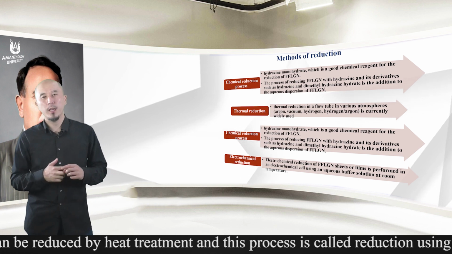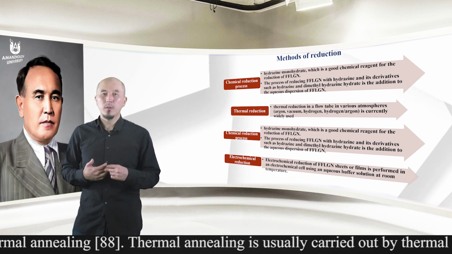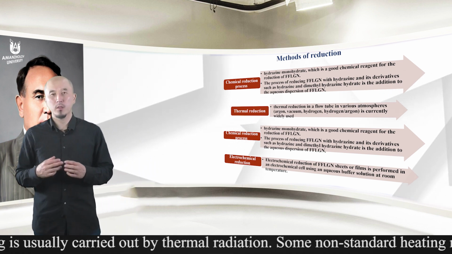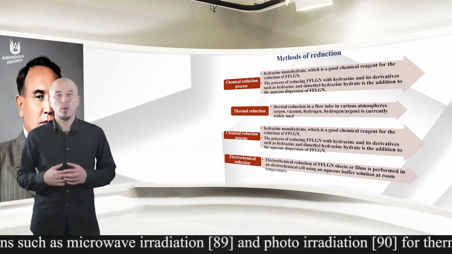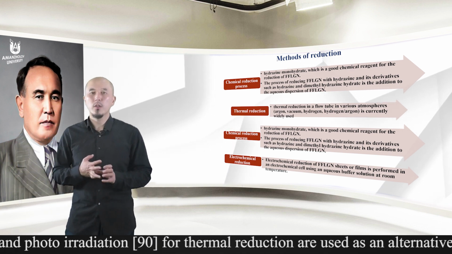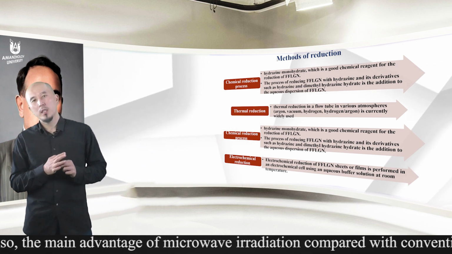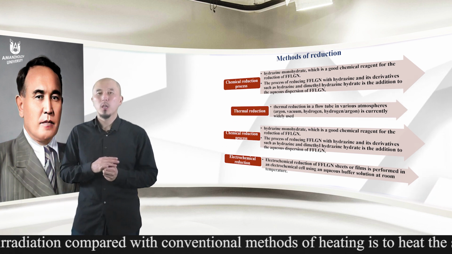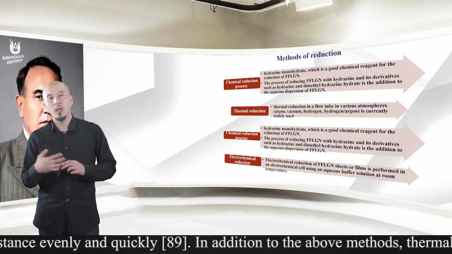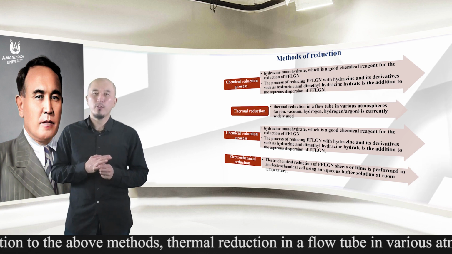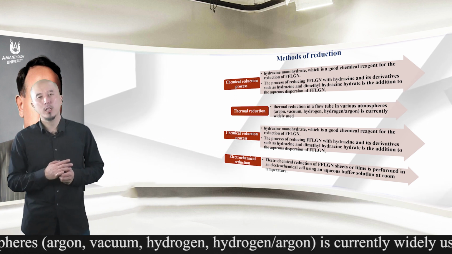FFLGN can be reduced by heat treatment, and this process is called reduction using thermal annealing. Thermal annealing is usually carried out by thermal radiation. Some non-standard heating means, such as microwave irradiation and photoradiation, are used as an alternative for the thermal reduction. Also, the main advantage of microwave radiation compared with conventional methods of heating is that it heats the substance evenly and quickly.